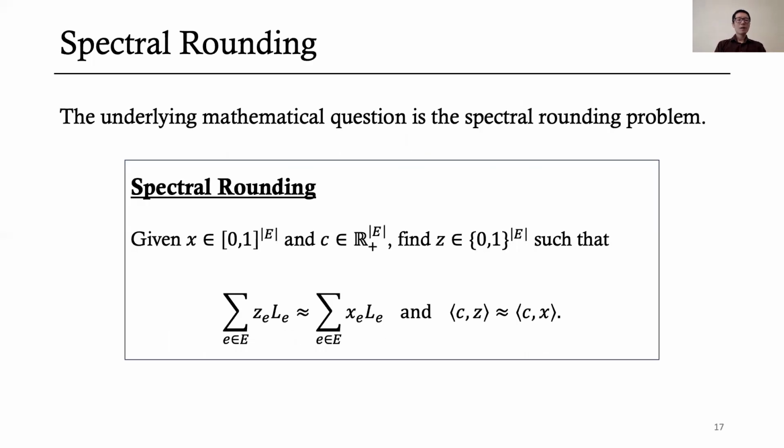Because of this, we observe that the mathematical question underlying the rounding scheme of the generalized survivable network design problem is the following spectral rounding problem, where we are given a fractional solution x and a non-negative cost vector c. We want to find a 0-1 integral solution z such that the Laplacian matrix of the integral solution is approximately equal to the fractional Laplacian matrix, and the cost of our integral solution is approximately equal to the fractional cost. If we can solve this spectral rounding problem, then we actually can satisfy many constraints.